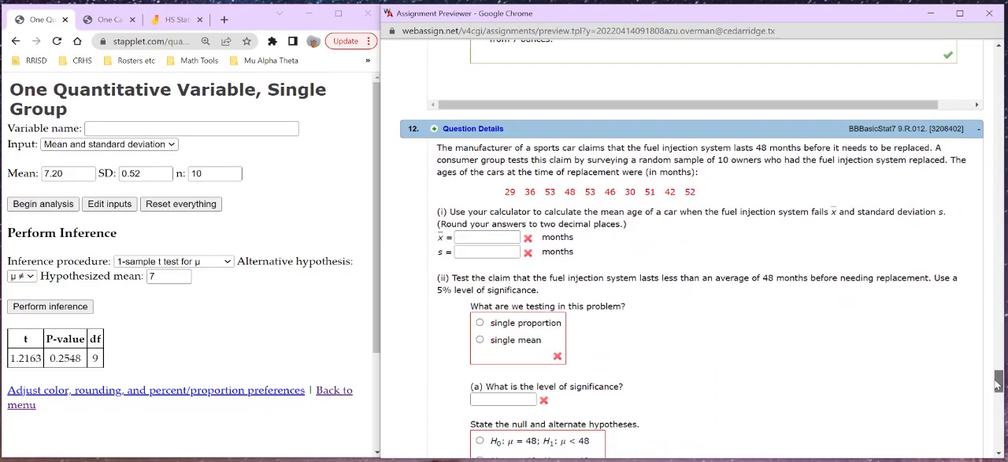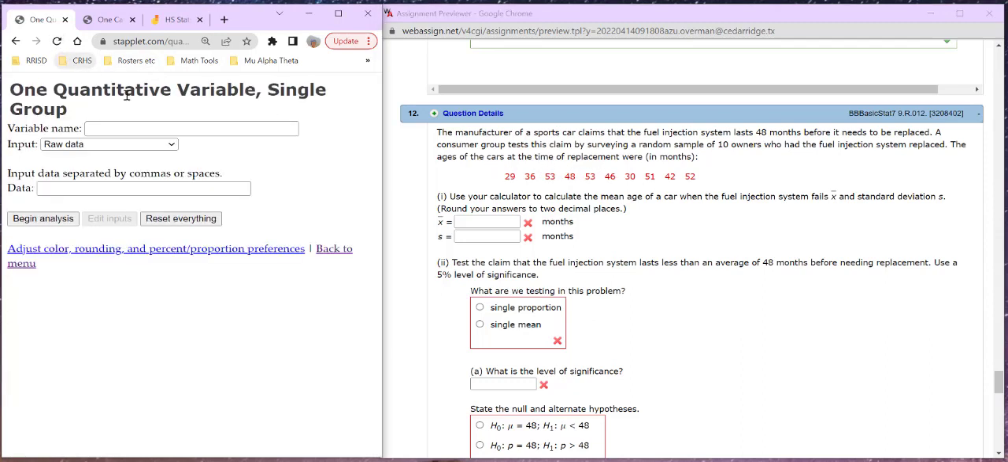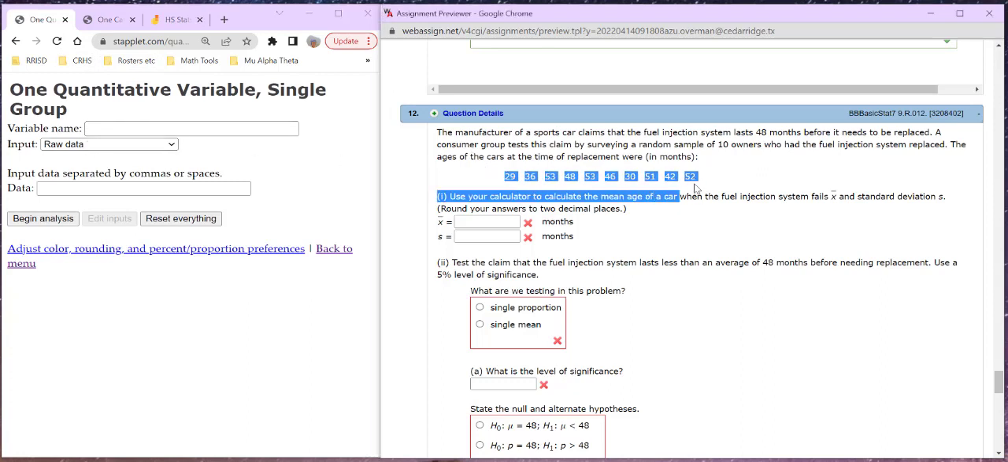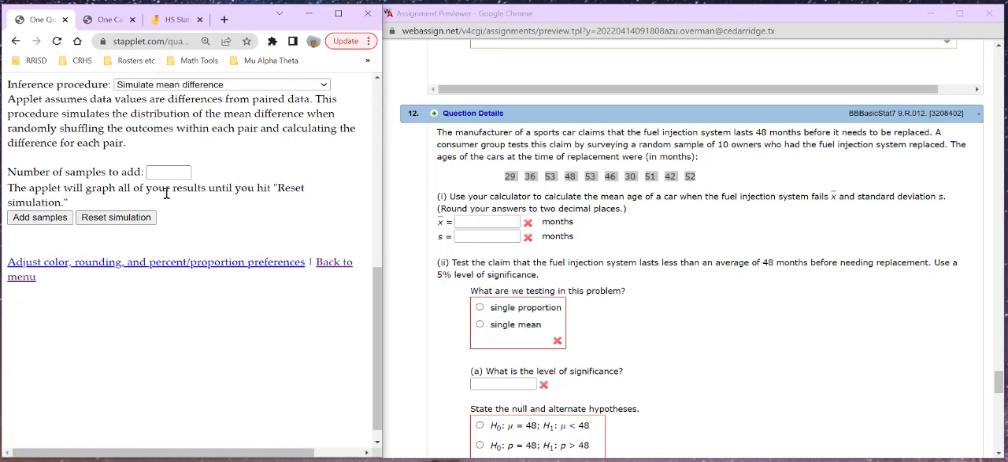Here we go. Okay, last one, we have a set of data. Set of data is pretty straightforward. Let's go ahead. It's means. We only have sets of data for means, and then you go ahead and refresh, and we can put raw data. So what I usually do is I just copy this, Control-C, paste that, begin analysis. So I have all my stuff.